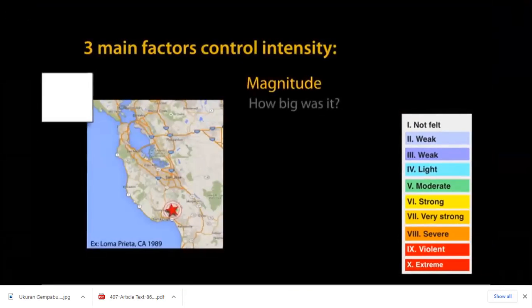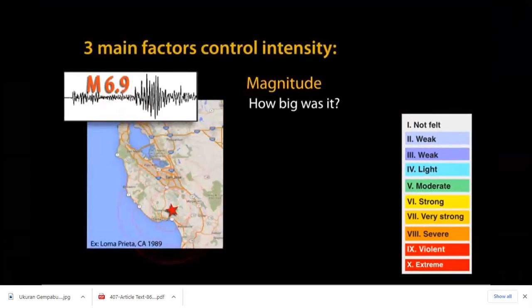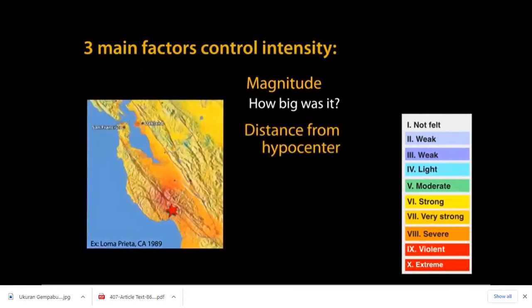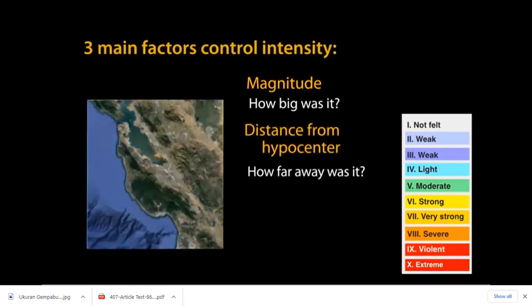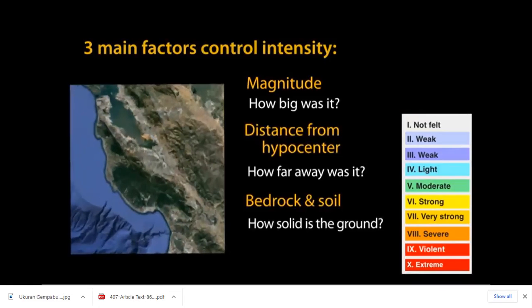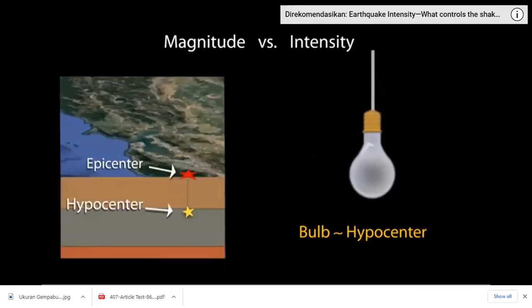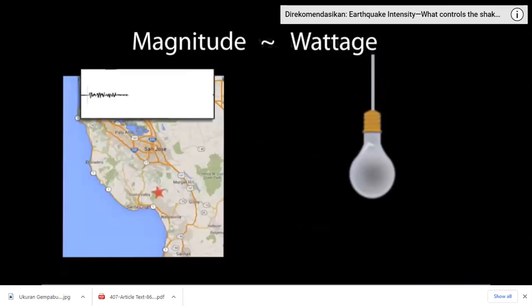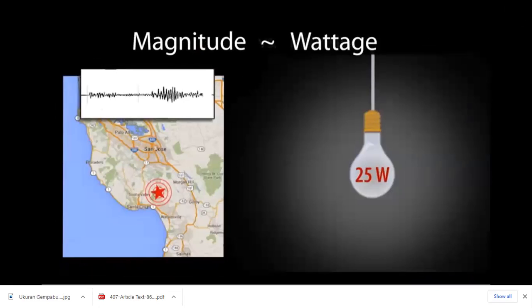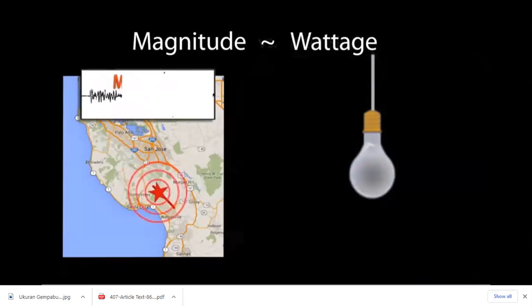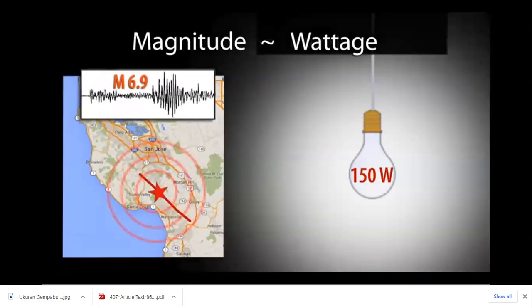Intensity is mostly controlled by three factors: magnitude, how big the earthquake was; distance from the hypocenter, since intensity varies from place to place; and the local rock and soil conditions. Let's compare magnitude and intensity by using a light bulb as an analogy. The light bulb represents the location within the earth called the hypocenter, where the earthquake begins. The magnitude or size of an earthquake is like the wattage of a light bulb. Just as the wattage represents the amount of power of the light bulb, the magnitude is related to the total amount of energy released by the earthquake's source.